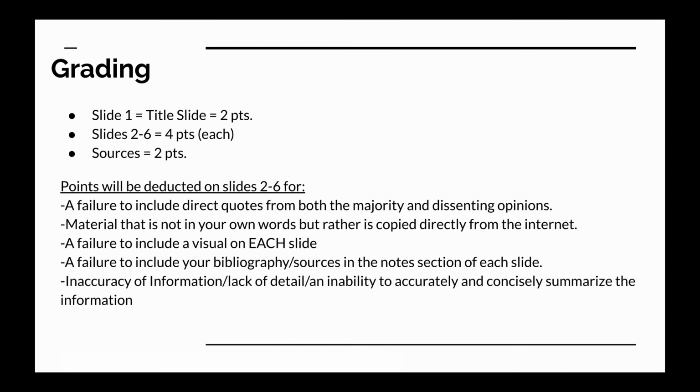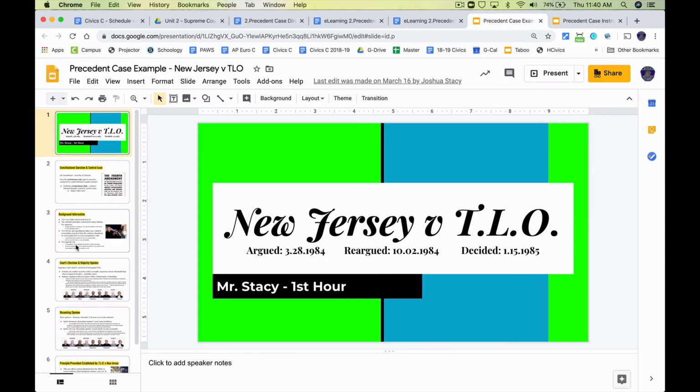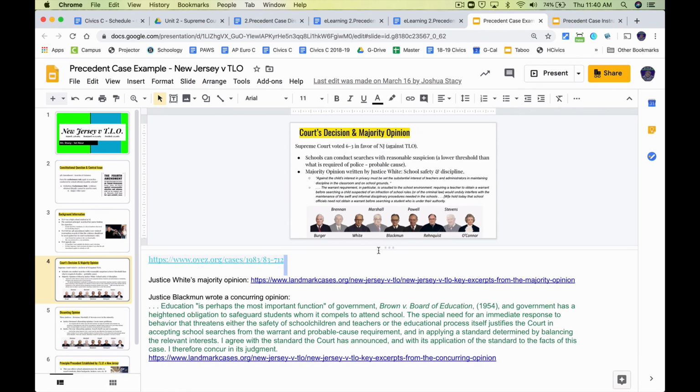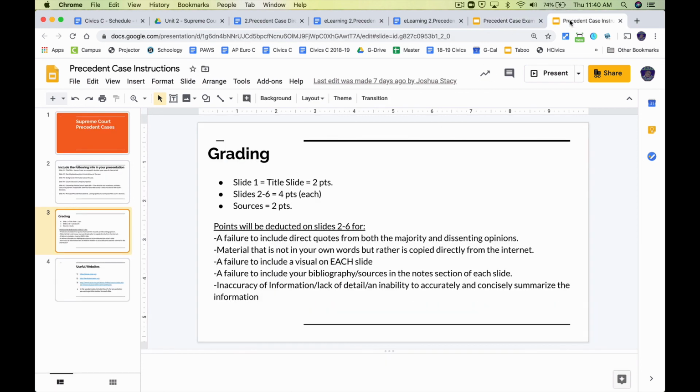You are going to have plenty of time to work on this, so we want to be sure that this is in your own words and your best work. A failure to include a visual, so be sure to have some type of an image, a chart, a picture, a graph, something that helps to fill out your slide and helps your reader to better understand the material that you're presenting. A failure to include your bibliography or sources in the notes section of each slide. Let me show you an example of this. This is an example that we made so you can see what this could look like in the end. What you will see is down in the notes section, we have these sources that were used when this slide was being made. You will do this as well. If you don't, you will lose points for that.